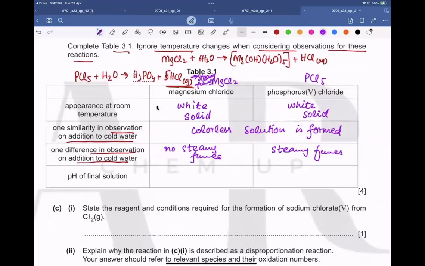pH of the final solution. So if you recall the pH of the magnesium chloride solution, it's around 6.5. And here, as it's a strong acid, you can write either 1 or 2. Okay.